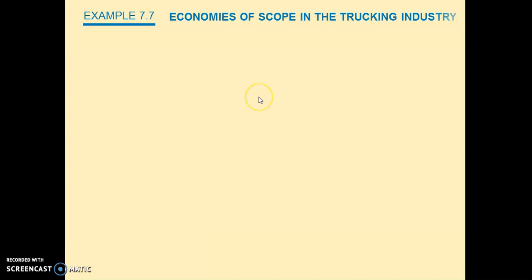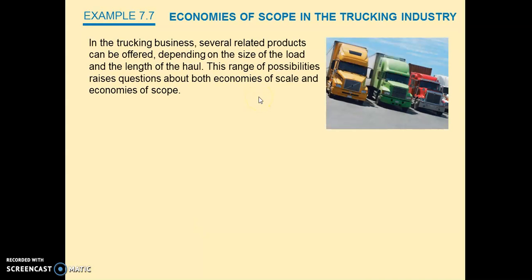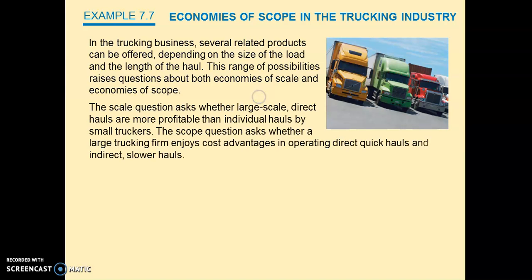Lastly, you can just go through example 7.7 that deals with the economies of scope in the trucking industry for your own knowledge enrichment purposes. And that concludes chapter 7. Remember, sections 7.6 and 7.7 are not prescribed.